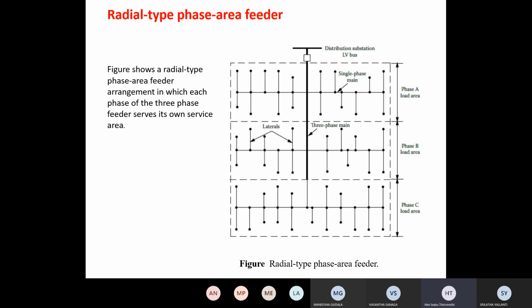Another one is also there, that is the radial type phase area feeder. This is also the same as the radial type primary feeder, but we have to distribute to every area: phase A area, phase B area, phase C area. For those phases we have to provide the supply. If a fault occurs in phase A or phase B, you have to provide supply from the other phases, phase A and phase C also, like that we supply the faulty sections.